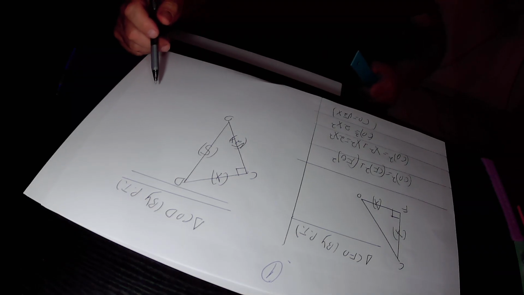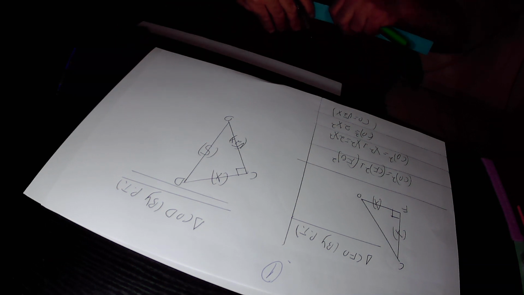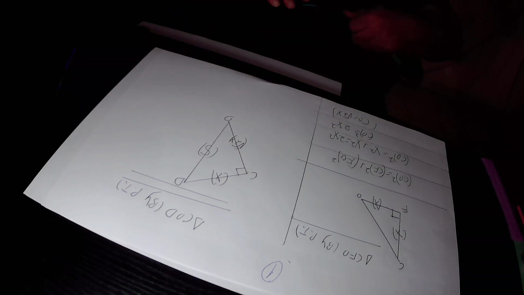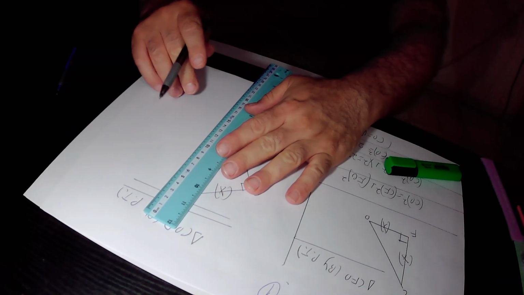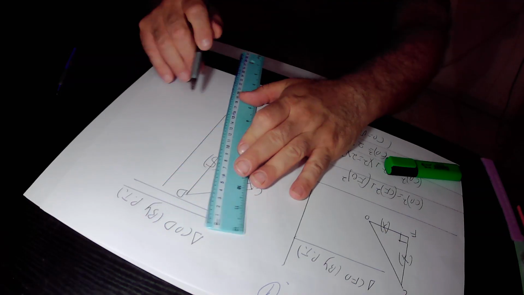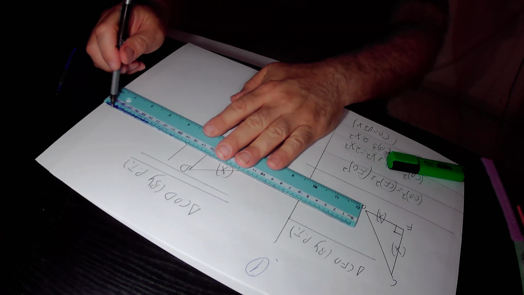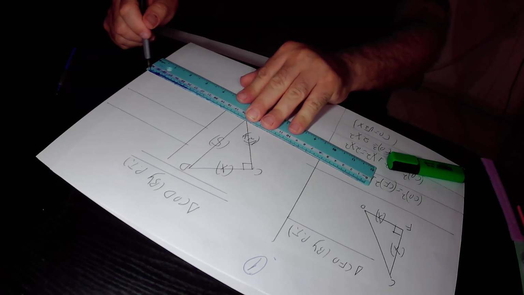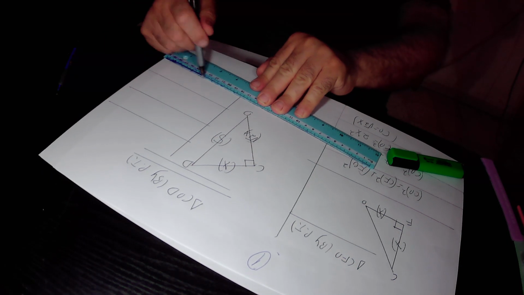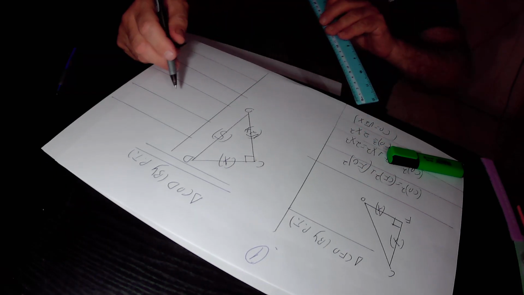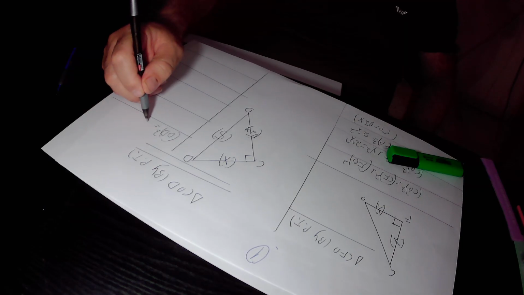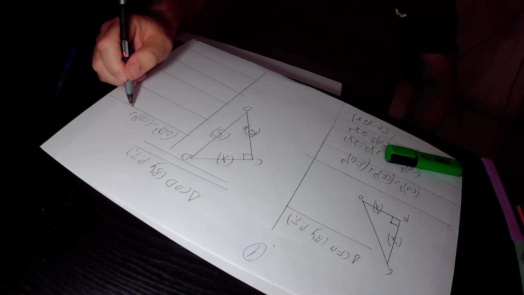According to the Pythagoras theorem, in this right triangle COD, OD square equals CD square plus CO square. So I write it down. OD square, that is the square of the hypotenuse, equals CD square plus CO square.